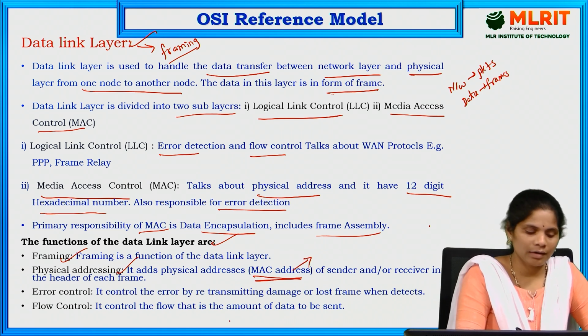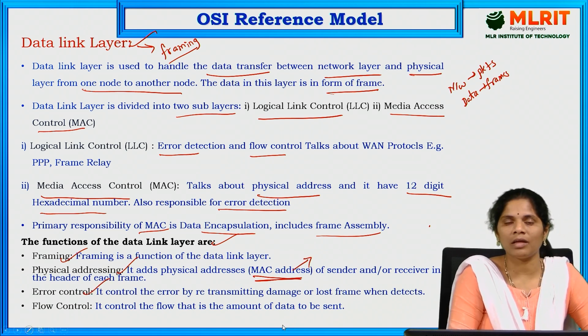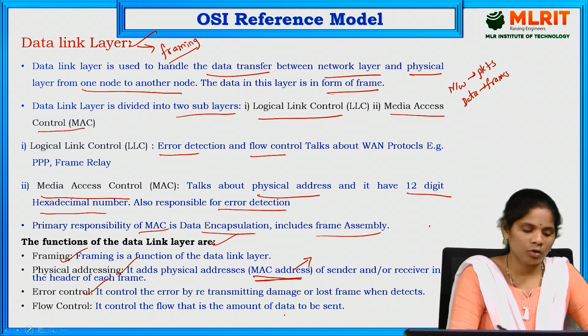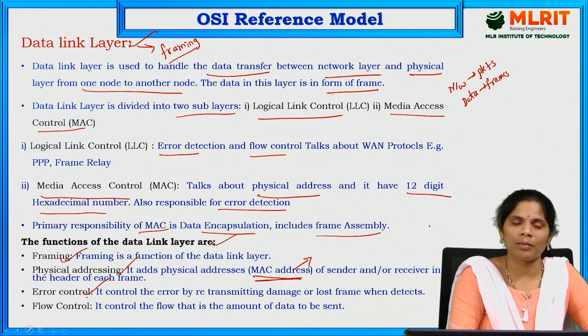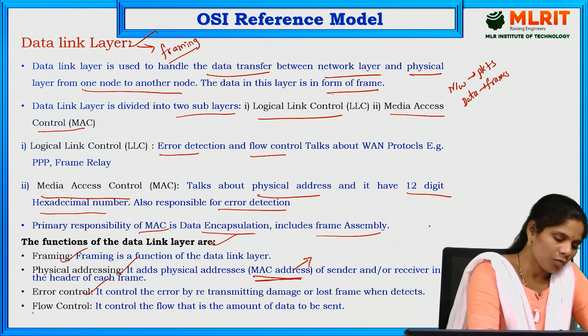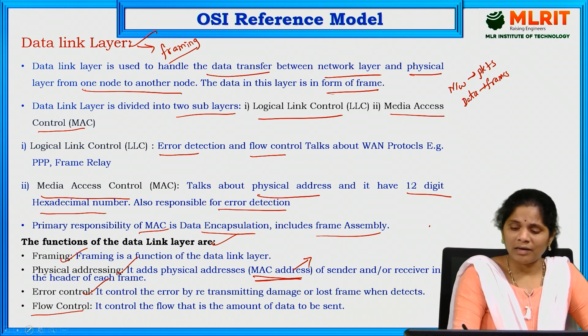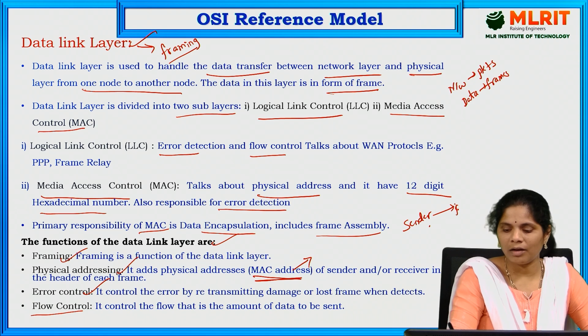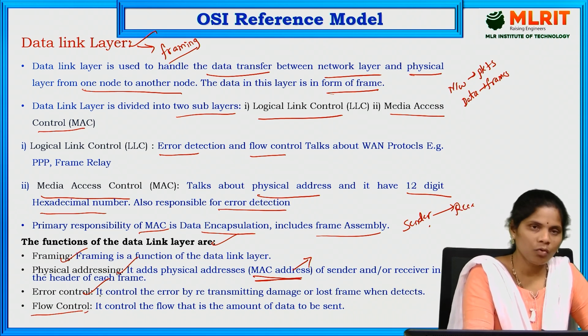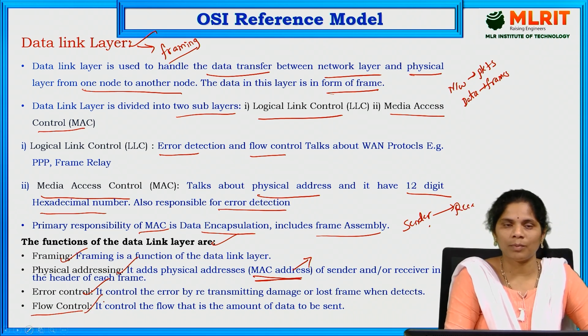That is physical addressing. Error control: if any errors occur while sending the data, they are handled by error control, which may be error detection and error correction. Flow control means sender capacity and receiver capacity should be the same. That is flow control. These are the services provided by the data link layer.